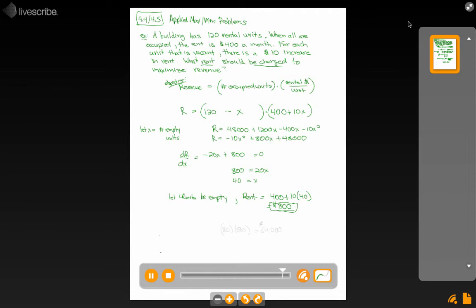And if you wanted to find the revenue, you could say, okay, well, I've got 80 occupied units times $800 is $64,000 revenue, which is significantly more than the 48,000 I said you'd have if you left it all full. So $800 is the answer to the question.